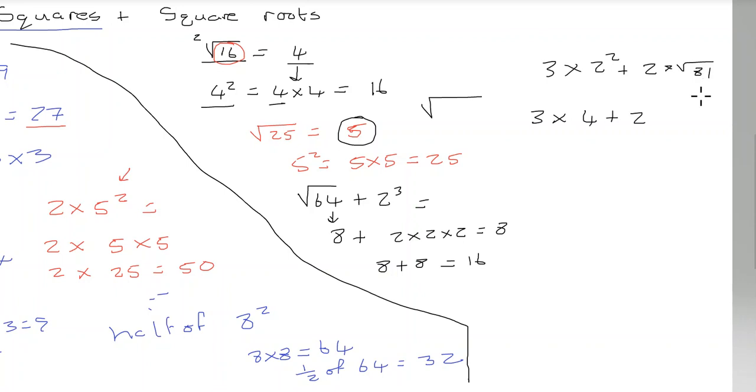The square root of 81 is 9, so it's going to be 2 multiplied by 9. Remember, 9 by 9 will give you 81, so the square root of 81 is 9. Now we have plus and we have multiplied, so you do the multiplication first and then add. 3 by 4 is 12, plus 2 by 9 is 18, and when you add the two together you get 30.